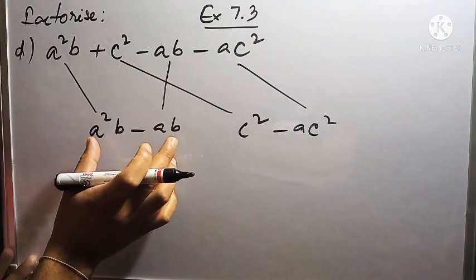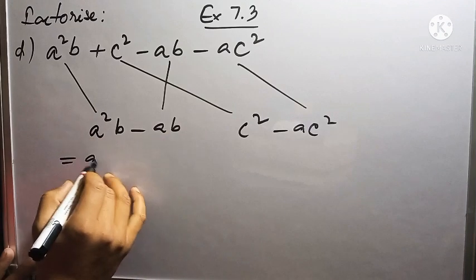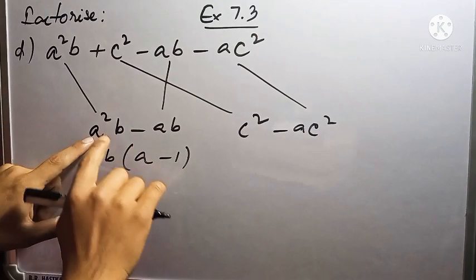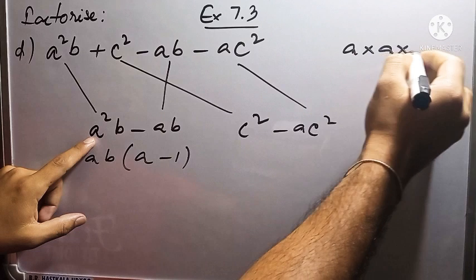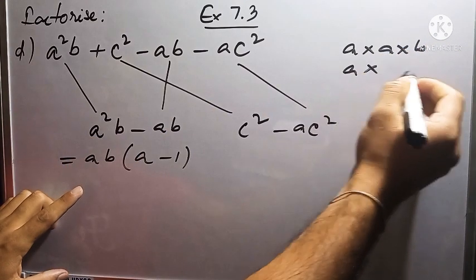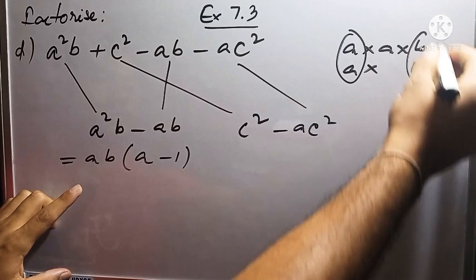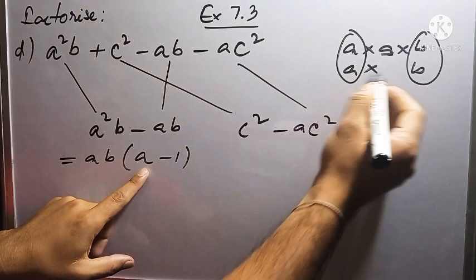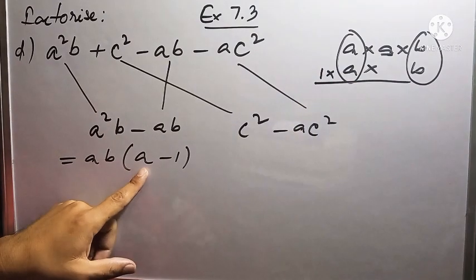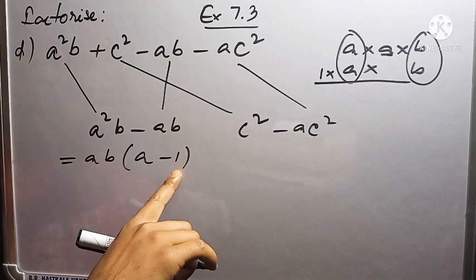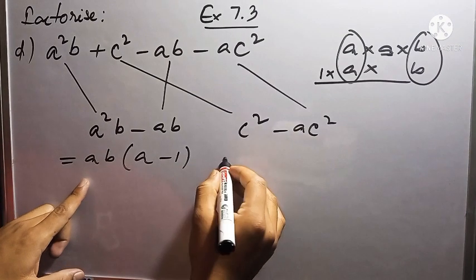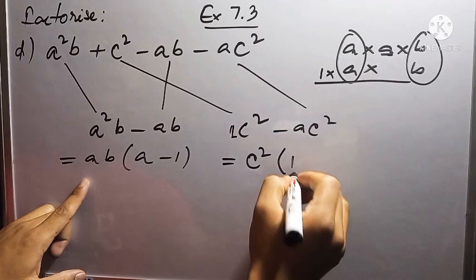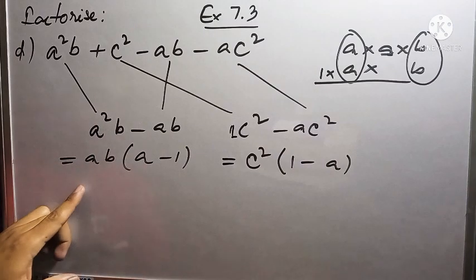Let's see now. From these two, can we take AB common? Yes. Then here A minus 1. A square B means A into A into B. AB means A into B. A common, B common, so AB I have written here. Now this A is there, but 1 is a factor for all the numbers and expressions, so I'm writing here 1. From here we can take C square common. Don't forget there is 1, so you can write here 1, then minus A.